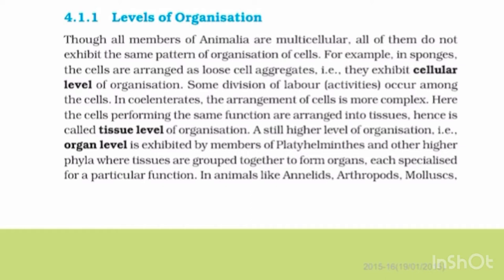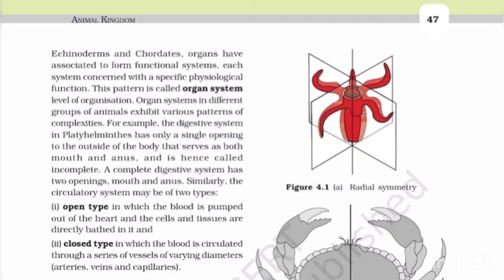A still higher level of organization, i.e., organ level, is exhibited by members of Platyhelminthes and other higher phyla, where tissues are grouped together to form organs, each specialized for a particular function. In animals like annelids, arthropods, mollusks, echinoderms and chordates, organs have associated to form functional systems, each system concerned with a specific physiological function. This pattern is called organ system level of organization.